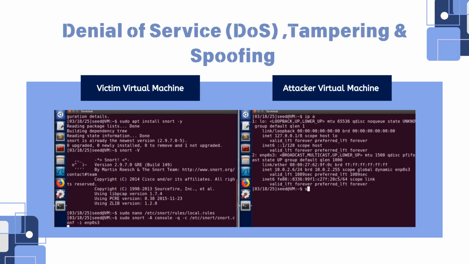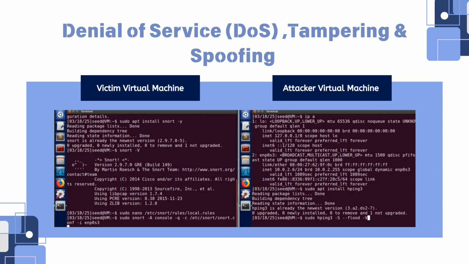I'm going to talk about DoS, tampering and spoofing. On the attacker VM, install the hping3 tool, which is essential for generating network traffic and simulating different types of cyber attacks. The first attack, a DoS attack, involves sending a continuous stream of SYN packets to the victim VM's IP address on a specific port, overwhelming the target and causing service disruption.